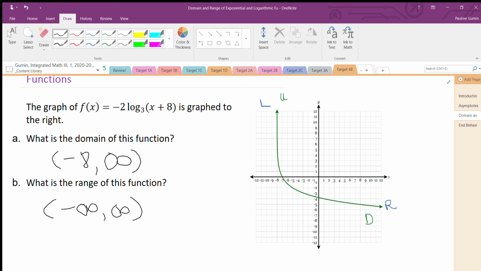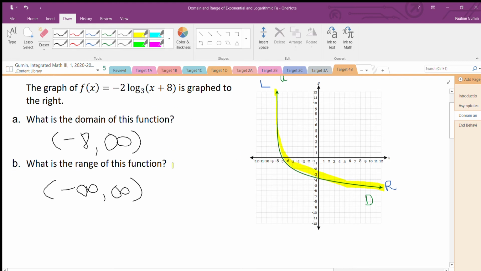Now, another thing I'd like to think about is this an increasing or decreasing function? The way I figure it out is I put my finger, or I guess highlighter, on the left-hand side, and I trace going to the right. It looks like we're decreasing. All right, let's try another one.